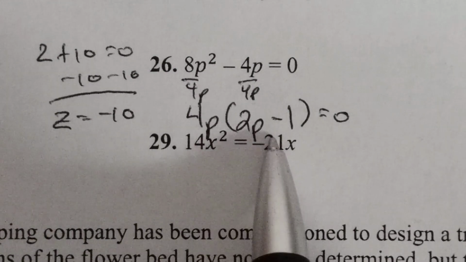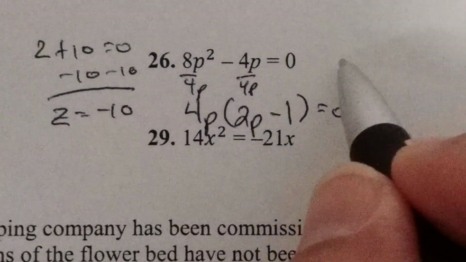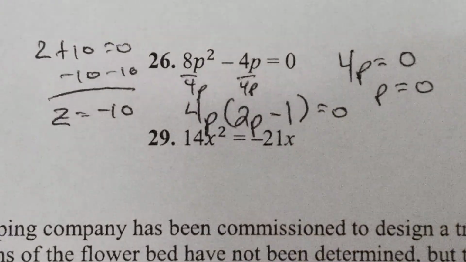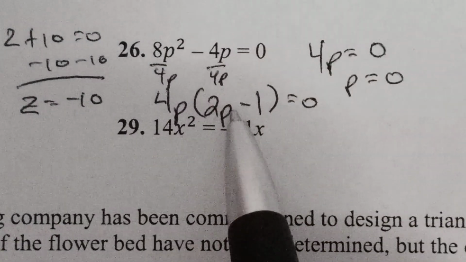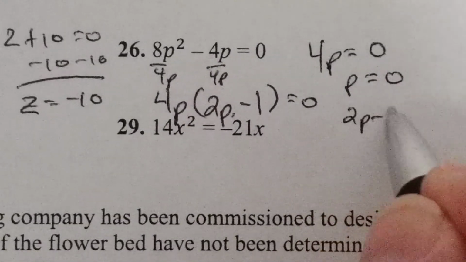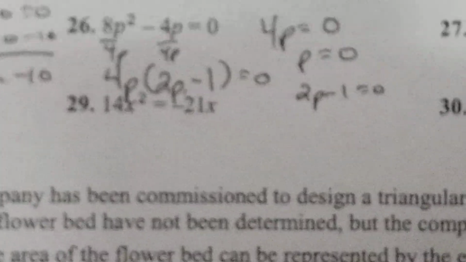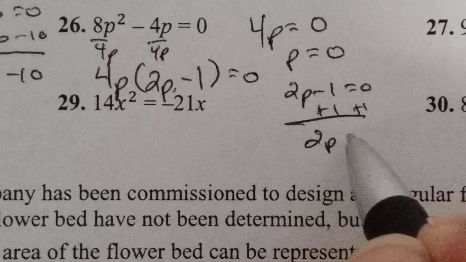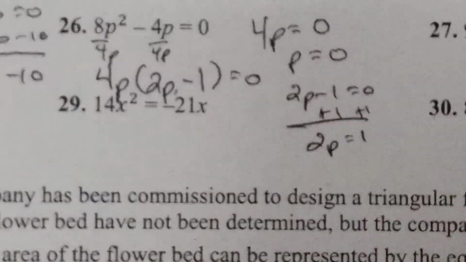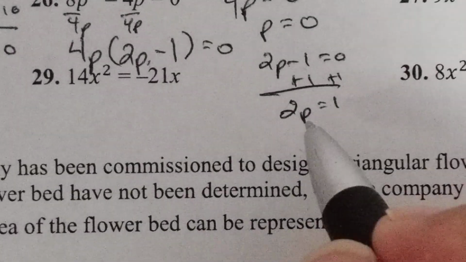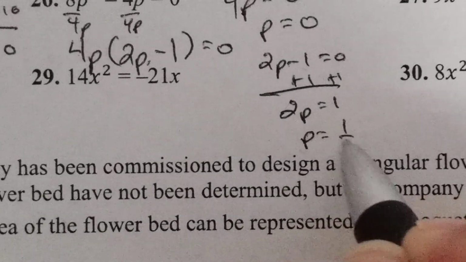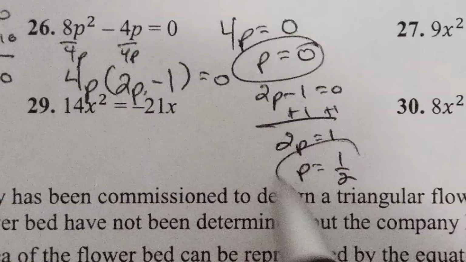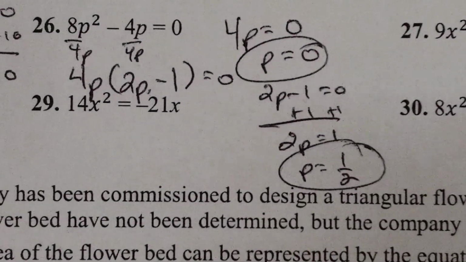So then I'm going to take each factor, take the GCF, and set it equal to 0, which means p is going to be 0, because when you divide both sides by 4. Then you take the 2p minus 1 and set that equal to 0. Add 1 to both sides, and you get 2p equals 1. I'm not finished yet. I need to divide by 2, so you get p is equal to 1 over 2. So your two solutions were p equals 0 and p equals 1/2.